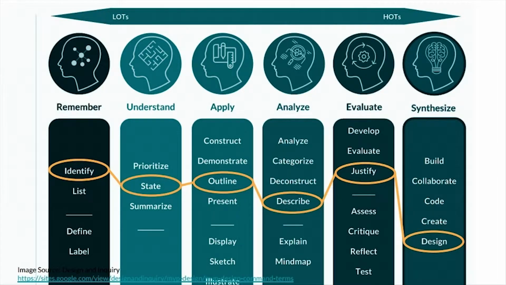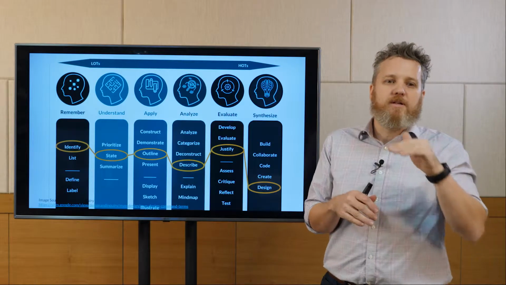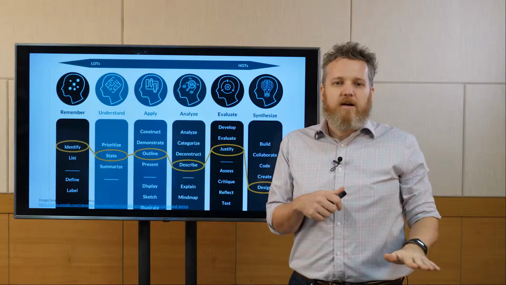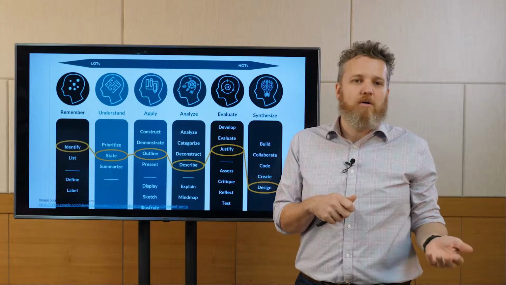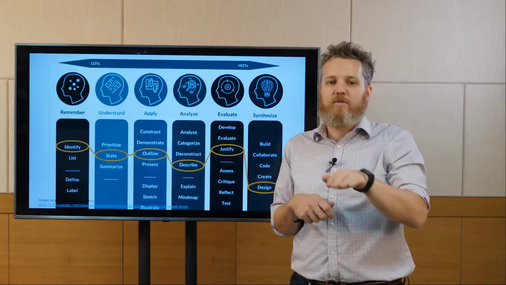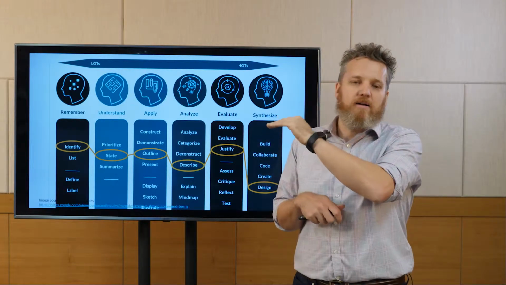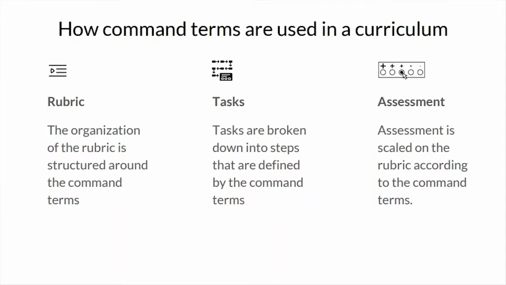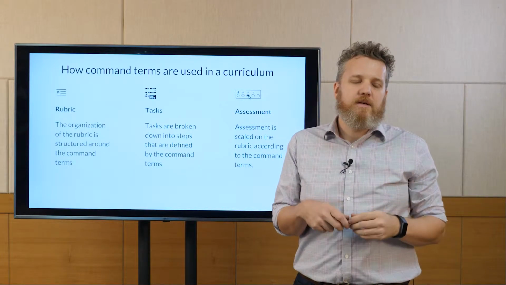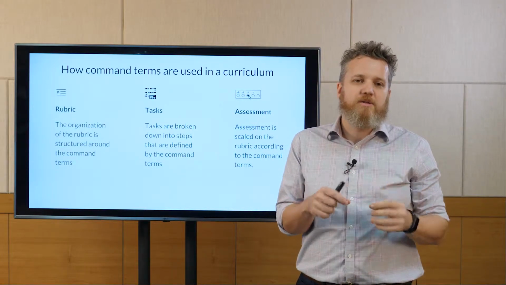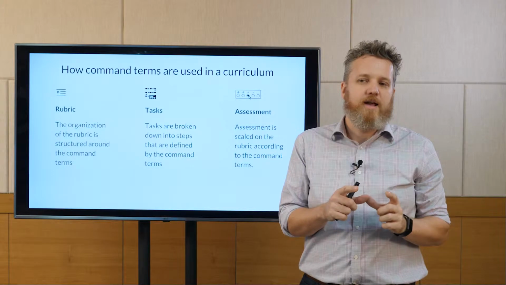When we organize our rubric, there's a sequence to that thinking, where the lower levels of the rubric are generally referring to lower order thinking. And as we move through that, we get up to the higher level thinking. Okay? So let's look at how we use these in the curriculum, and then we'll look at how we use the command terms in a specific rubric strand.